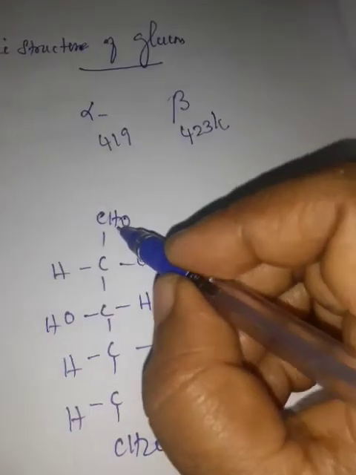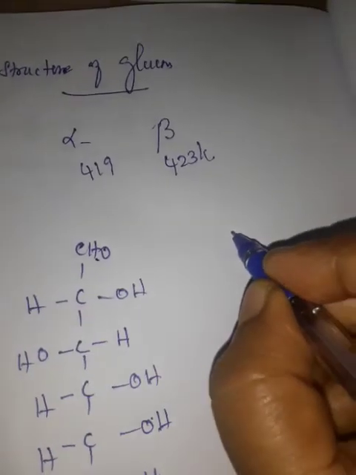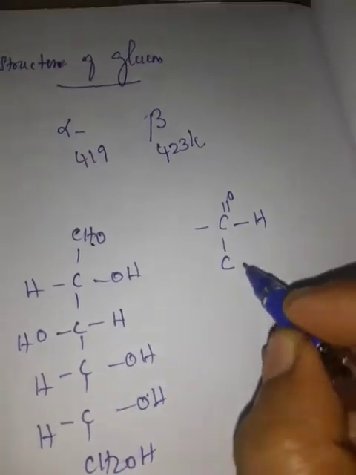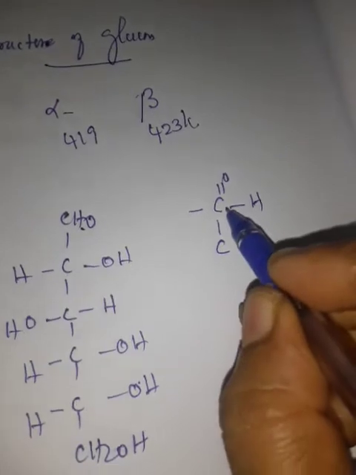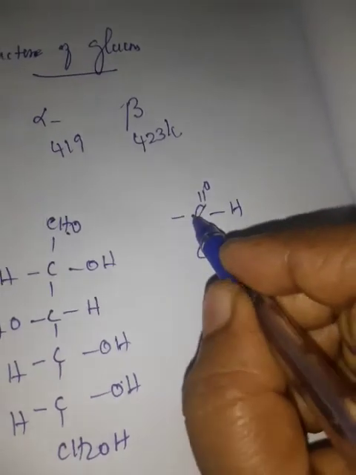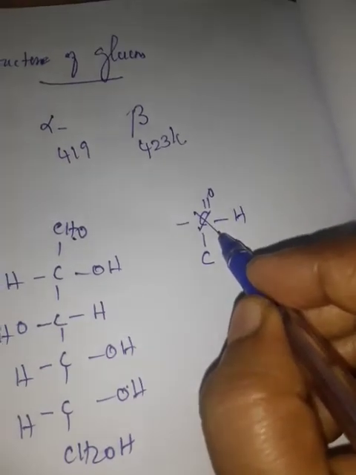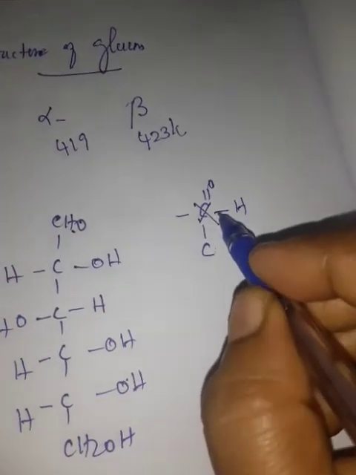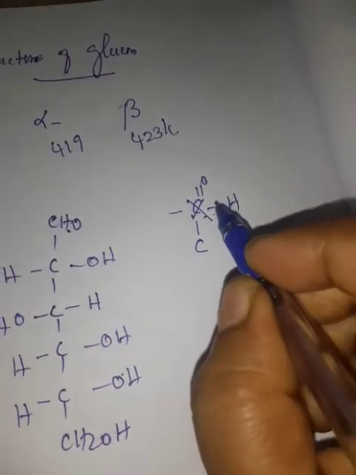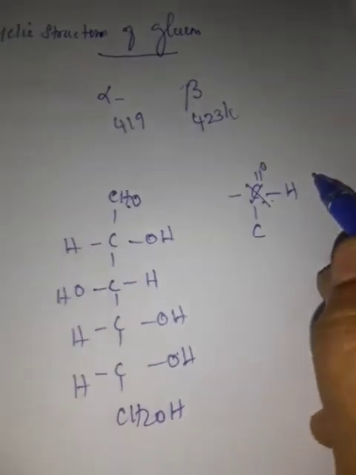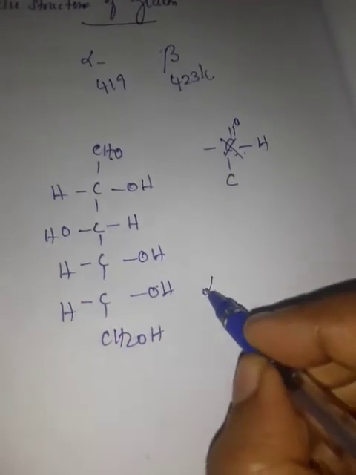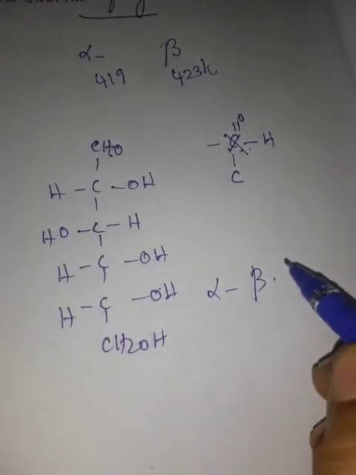In the aldehyde group, the carbon with the double bond to oxygen is not a chiral carbon. Chiral carbon means a carbon bonded to 4 different groups. But in the cyclic structure, this carbon becomes chiral, meaning not symmetric. So this leads to 2 isomers, called anomers. The 2 anomeric forms of glucose are called the alpha form and beta form.